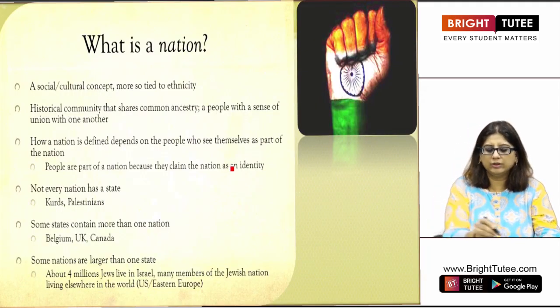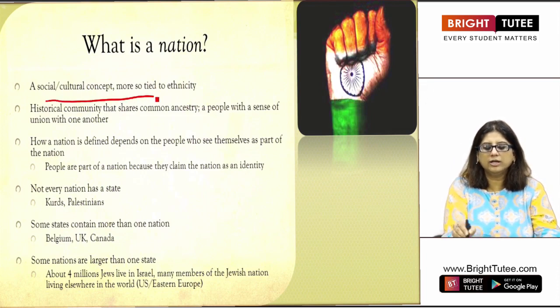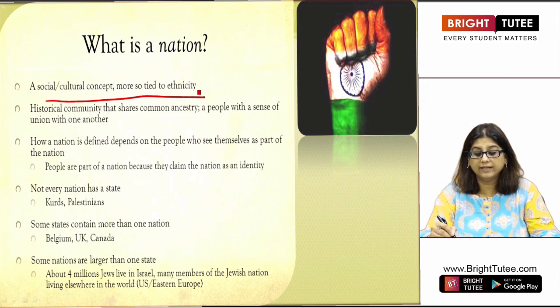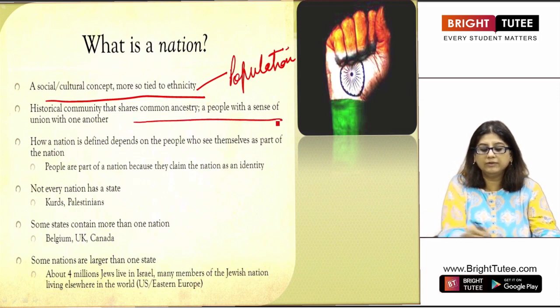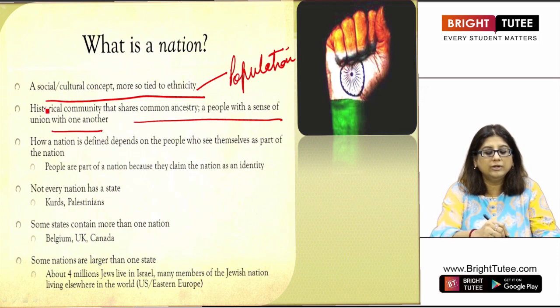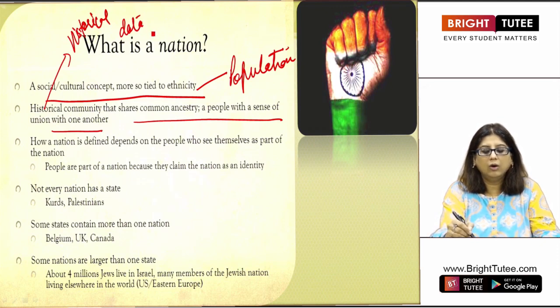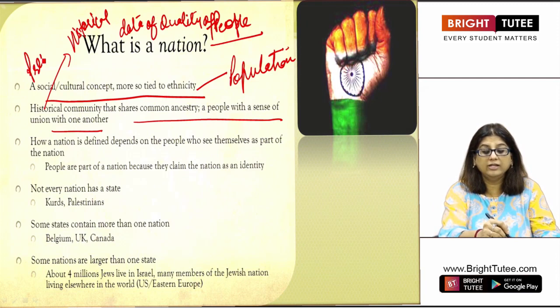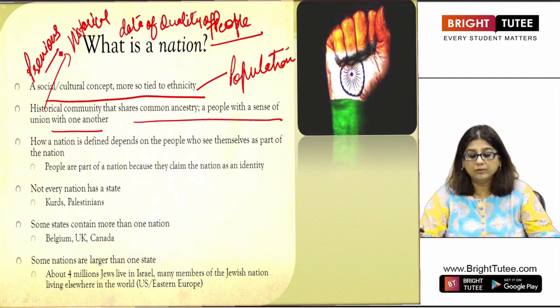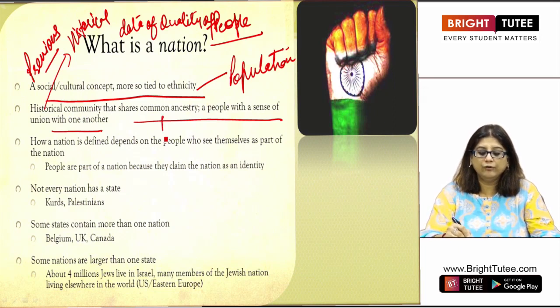Now, what is a nation? We come to know a social cultural concept more so tied to ethnicity. Ethnicity means the type of population we have in our country. Then a historical community that shares common ancestry, a people with a sense of union with one another. Historical community means the historical data of the people living over there, that means those who lived in the previous time, in the ancient time. We compare it with the present one. Common ancestry means the forefathers.